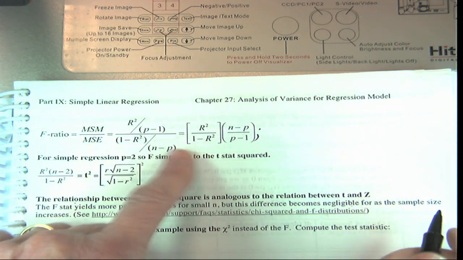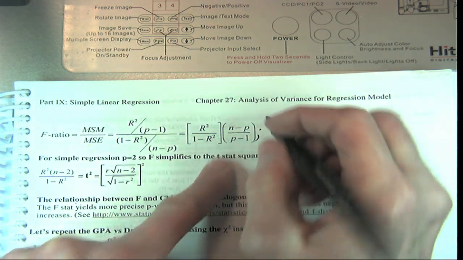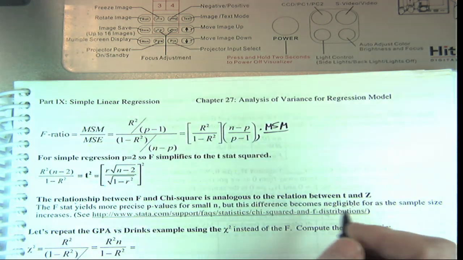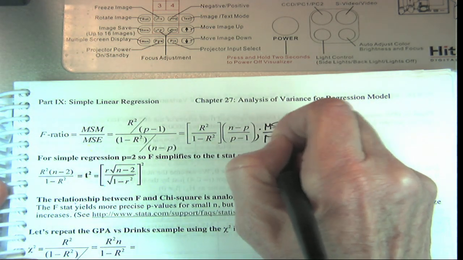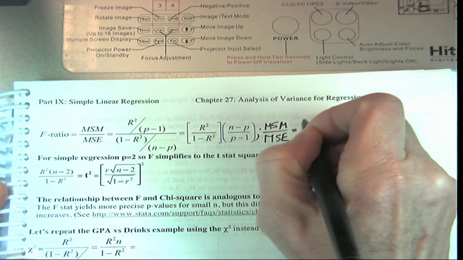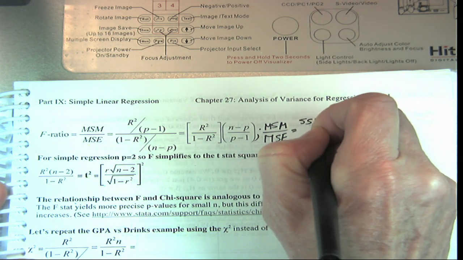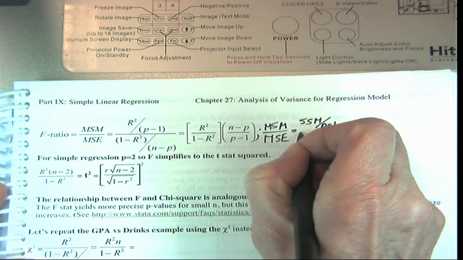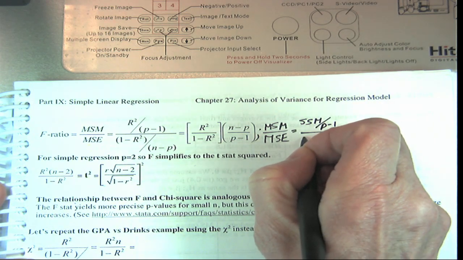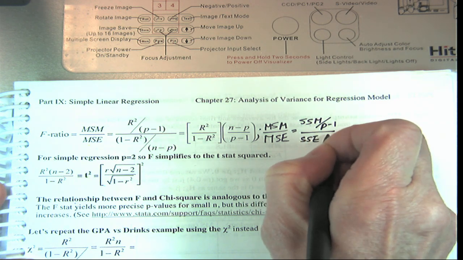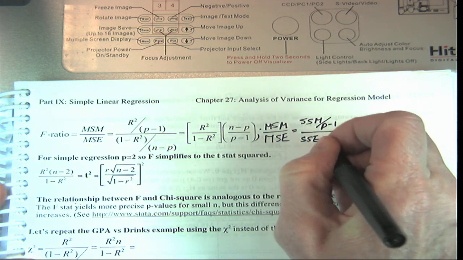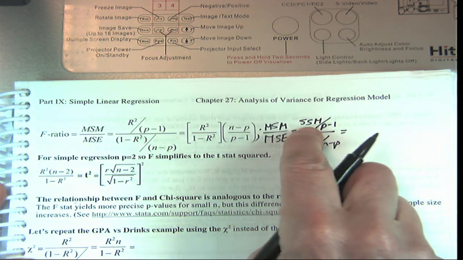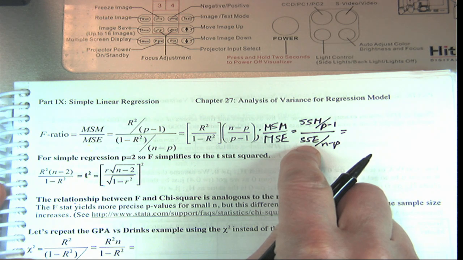I don't think that's very clear. Let's do this. Okay, so the mean square model over the mean square error is equal to what? Well, this is just SSM divided by its degrees of freedom, p minus 1, over SSE divided by its degrees of freedom, which was n minus p. So what's SSM and what's SSE?